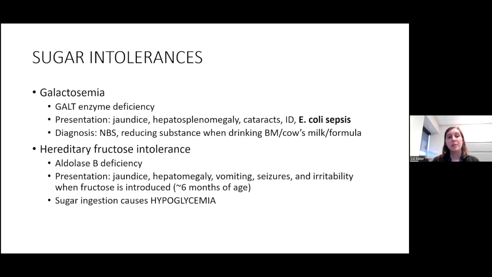Then there's hereditary fructose intolerance, which is an aldolase B deficiency. Their symptoms are similar to galactosemia, but usually later on in life, when fructose is introduced. So they're starting to have fruit or sugar more in their diet. They'll have jaundice, hepatomegaly, vomiting, seizures, and irritability around that 6-month age. And then sugar ingestion actually causes hypoglycemia, which you obviously don't think will happen under normal circumstances.